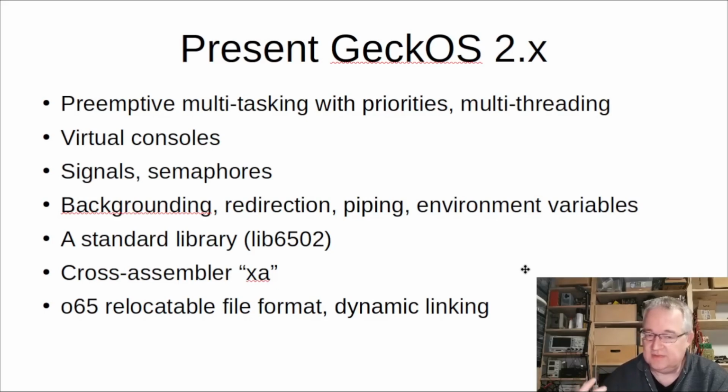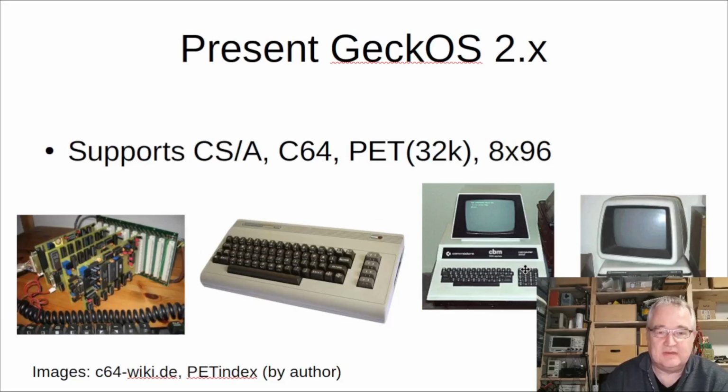You need to use the cross-assembler XA65, which incidentally I also started in '89, and the o65 relocatable file format. So today it supports the original CSA architecture with the multi-card system. It supports an MMU. It supports the Commodore 64. It supports the 32K PET, but due to the limitation in memory, it's really just a technology demo.